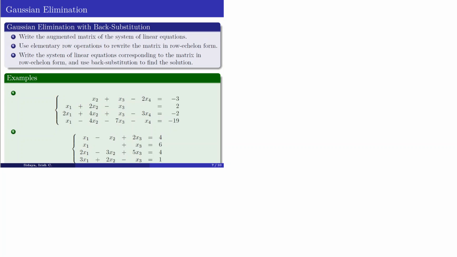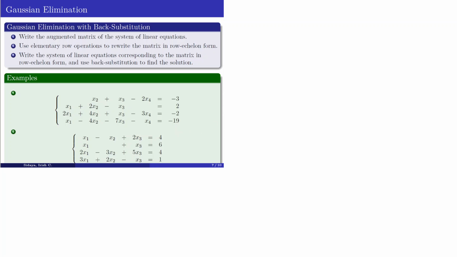Now let us discuss Gaussian elimination with back substitution. The steps are the following. First, we write the augmented matrix of the system of linear equations. Next, we use elementary row operations to rewrite the matrix in row echelon form. And then we write the system of linear equations corresponding to the matrix in row echelon form and use back substitution to find the solution. So for example, we solve this given system.